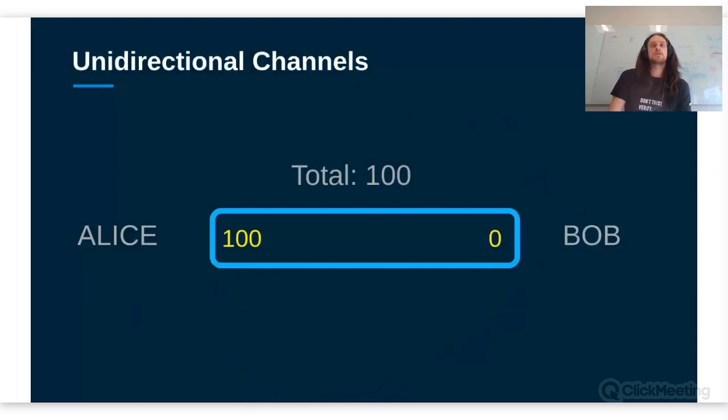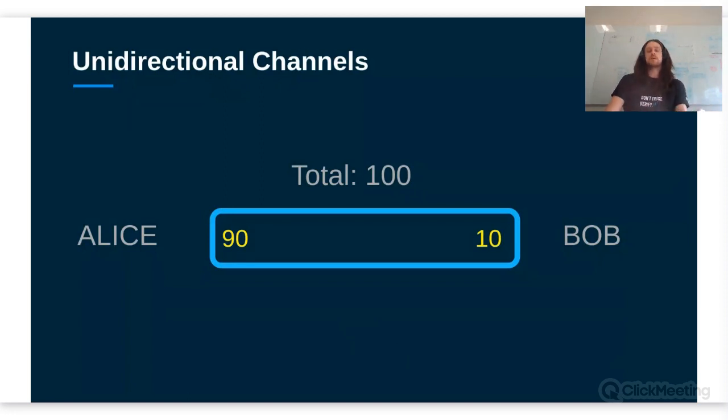So first, we're going to talk about unidirectional channels. These are a lot more basic and easy to understand. A unidirectional channel is what it sounds like. It basically allows one person to send another person transactions, and it only goes one way. So let's say Alice and Bob want to open up a channel with each other. Alice might have 100 Bitcoins in her end, Bob might have 0. And Alice can send Bob 10 Bitcoin, and then they update the channel to reflect that amount.